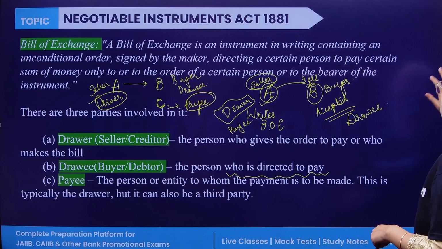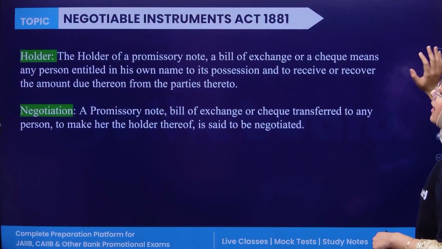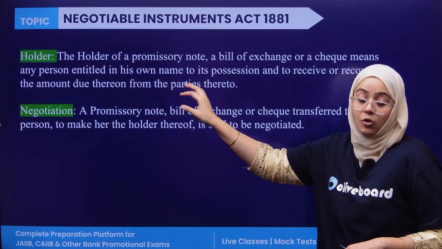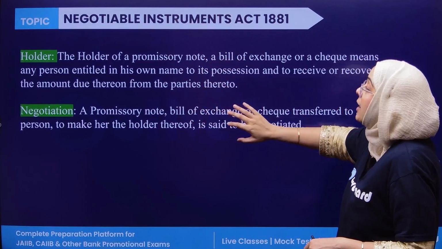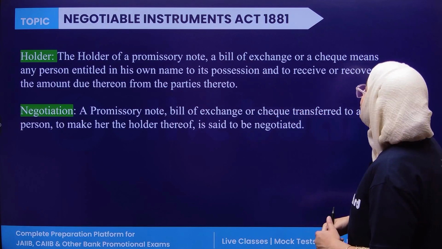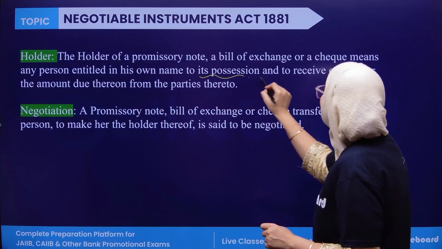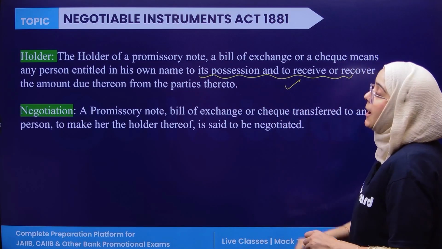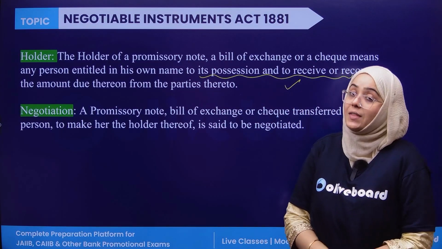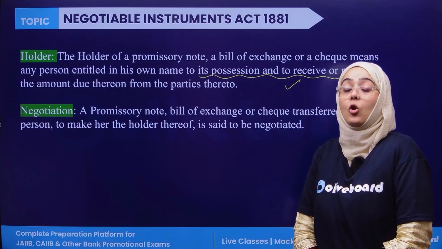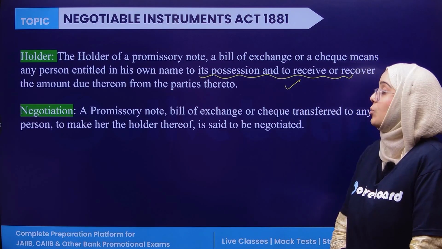Clear? Now, what is the difference between these three? Before the difference, let's talk about these two things. The holder of a promissory note or bill of exchange means the person entitled in his own name to its possession and to receive and recover the amount. The holder means the owner of that negotiable instrument, in whose name the amount is to be received.